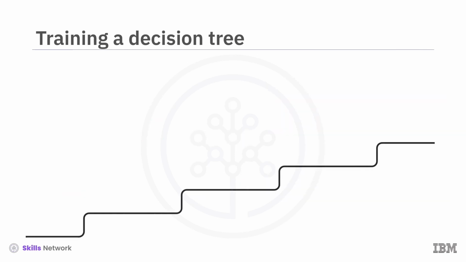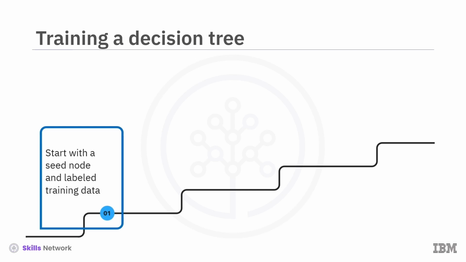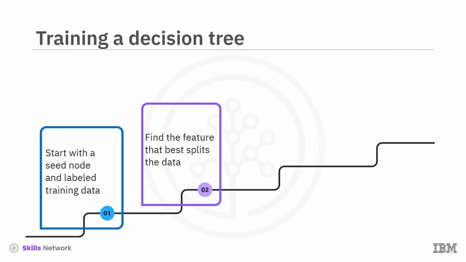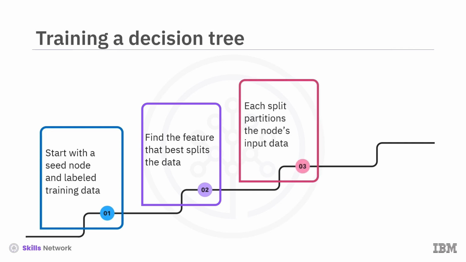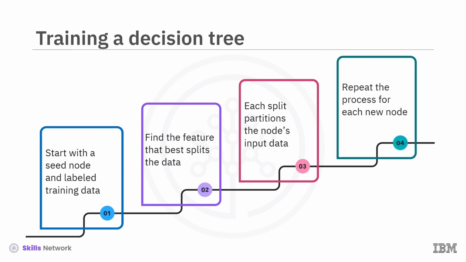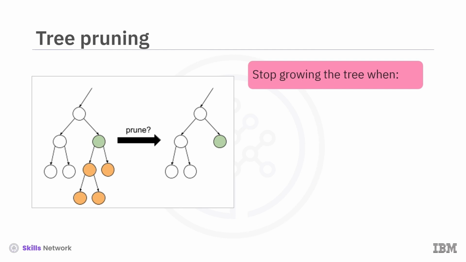A decision tree is trained by growing it as follows. Start with a seed node and label training data. Train the node on its assigned data by finding the feature that best splits the data into its pre-labeled classes according to a pre-selected splitting criterion. Each such split partitions the node's input data, and each partition is passed along its branch to a new node. Repeat the process for each new node, using each feature only once. The tree grows until all nodes contain a single class each, or you run out of features to select, or a pre-selected stopping criterion is met. A decision tree stops growing when a stopping criterion is met. This is also known as preemptive tree pruning.